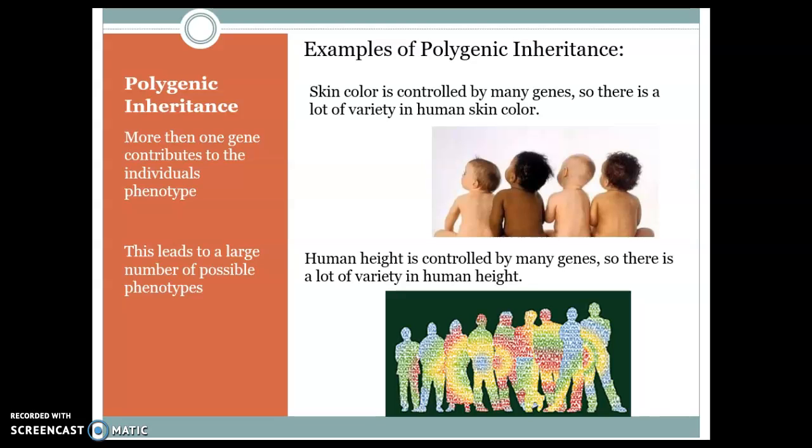Human height's another good example. We have very, very tall people, we have very, very short people, and we have everything in between. So lots of variety means a polygenic trait, which means there are lots of possible genes that all contribute and add up to that particular trait.